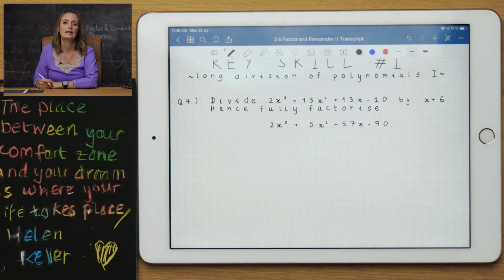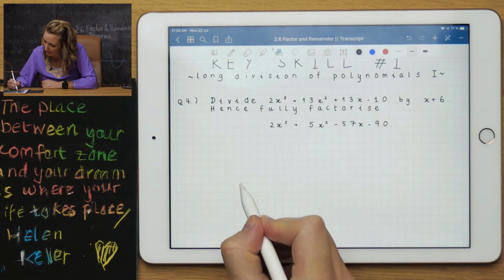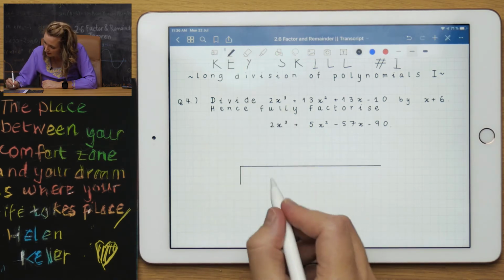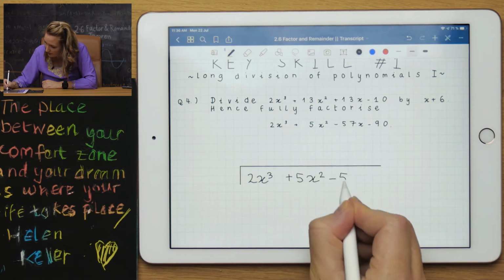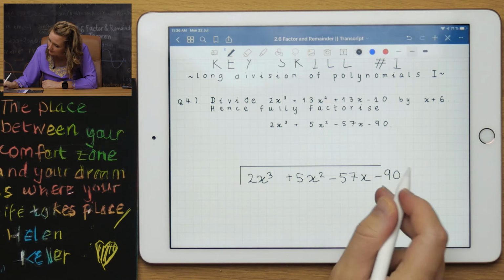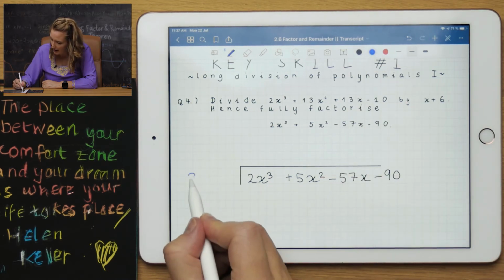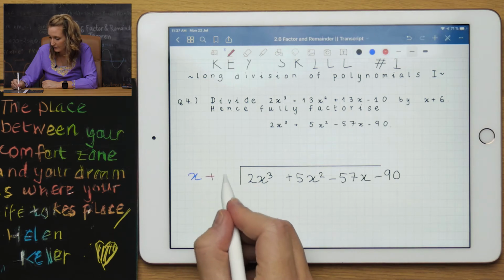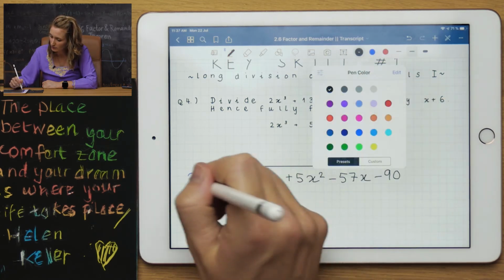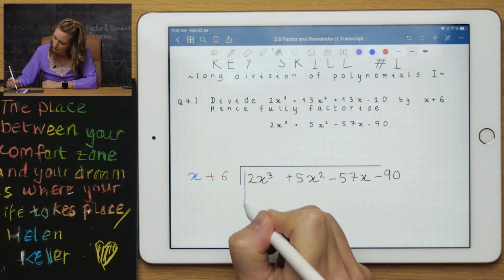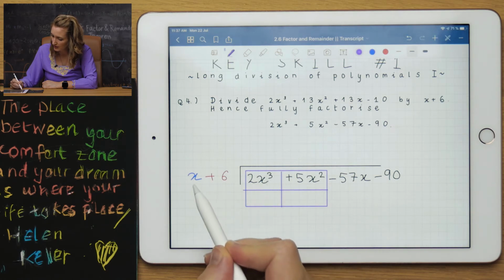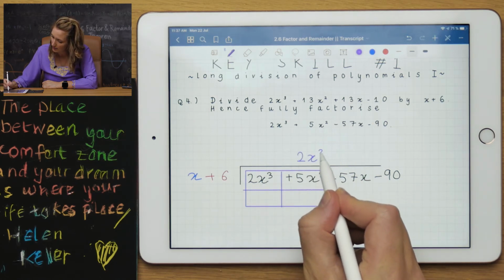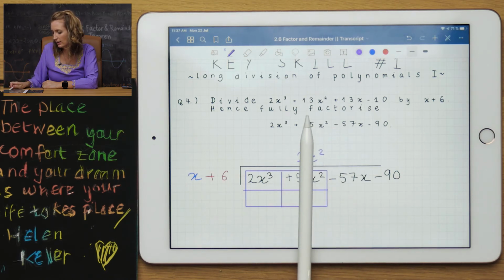Now let's look at, in example 4, a cubic. So it's a little bit longer, but the process is exactly the same. 2x cubed plus 5x squared minus 57x minus 90, and we're dividing that by x plus 6. So again, because there's two things here, we're going to be working in 2 by 2 blocks. Top left is for divide, so 2x cubed divided by x is 2x squared. Keeping all our x squareds in this column here.